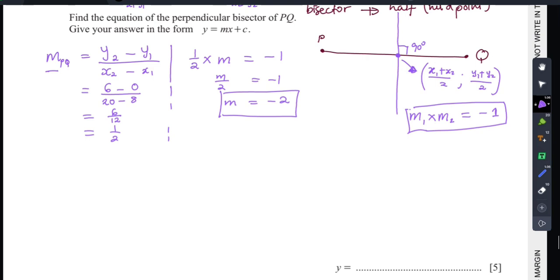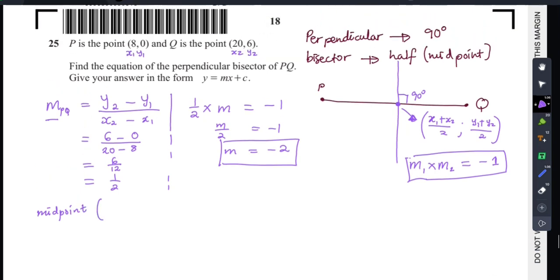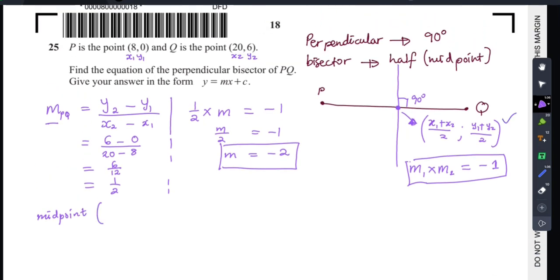Now let's find the midpoint of PQ. We're still going to use this formula. So (x1 plus x2) is 8 plus 20 divided by 2, and then (0 plus 6) divided by 2. This will give us 28 over 2 and 6 over 2. That means we have (14, 3). So these are the coordinates of the midpoint.